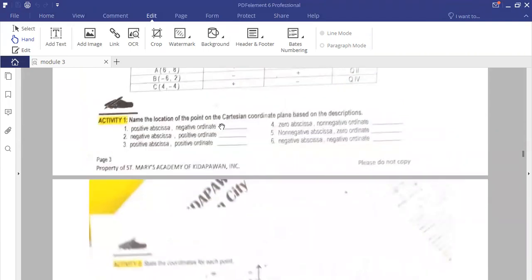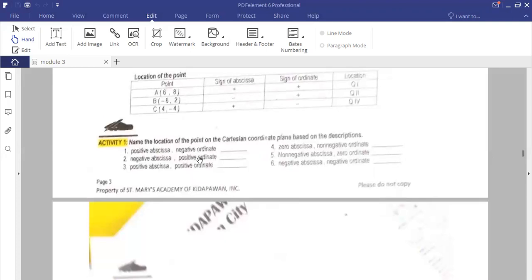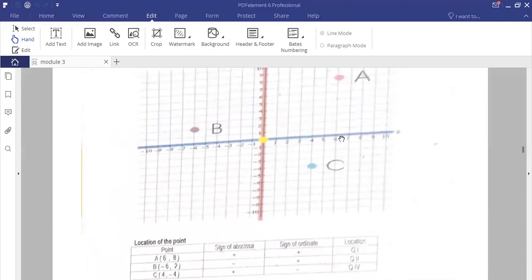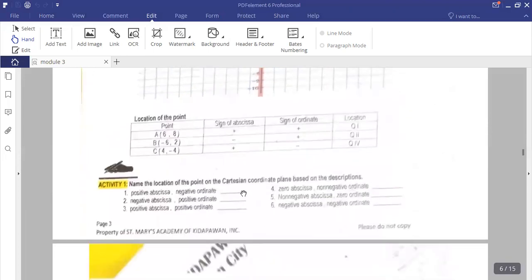Positive abscissa and negative ordinate. So it says here that we have a positive x, abscissa means x, and we have a negative ordinate. Ordinate means y. So let's go back to the Cartesian plane. It says here that we have a positive x, so here, this is a positive x. Now it says here that we have negative y. So negative y here is downward. So we have this. So what do we call this? This is quadrant 4. Quadrant 1, 2, 3, and 4. Okay, so the answer here is quadrant 4.